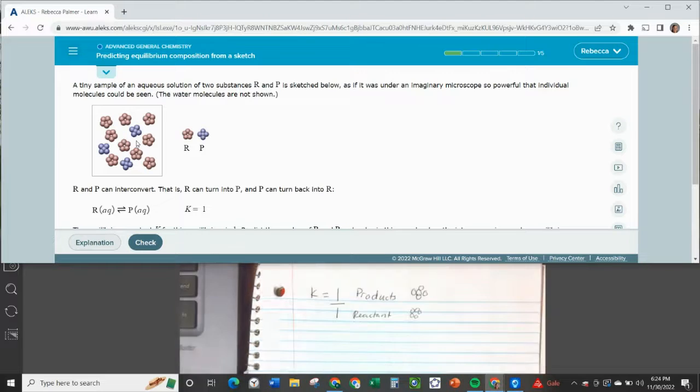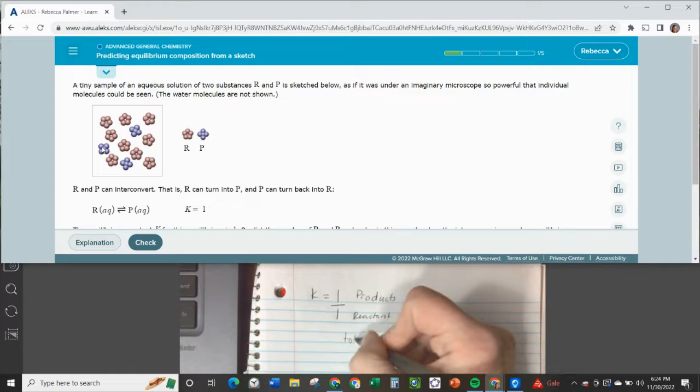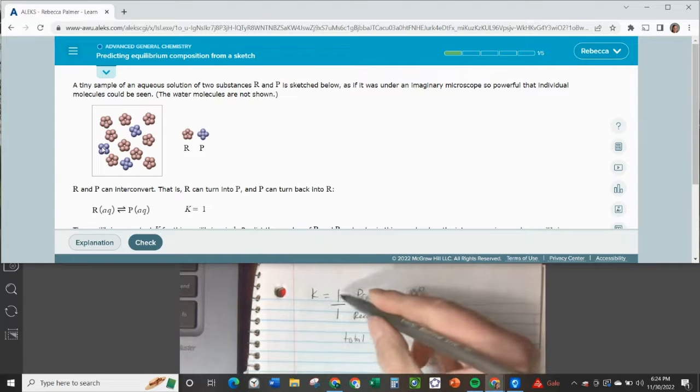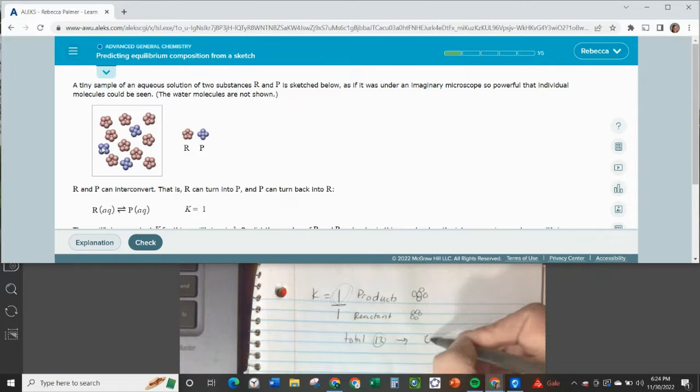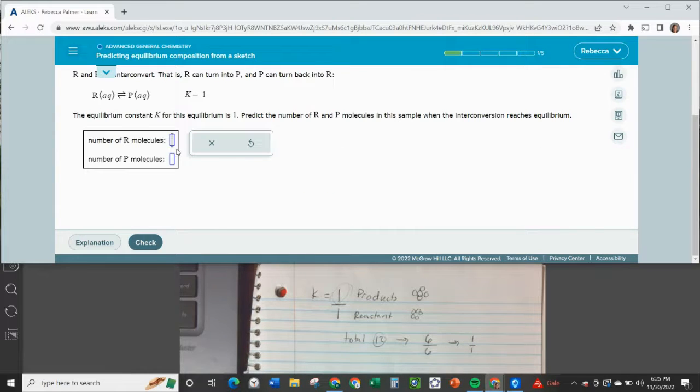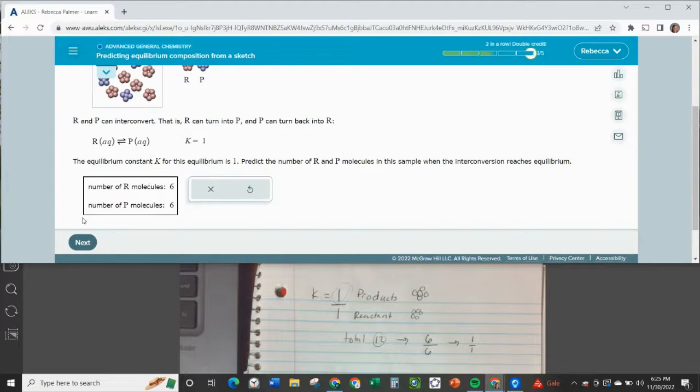Okay, and let's count them up. We have 3, 4, 5, 6, 7, 8, 9, 10, 11, 12. We have a total of 12. So the only way that we can get to an equilibrium of 1 with 12 is to have 6 products and 6 reactants. That will simplify to 1 to 1, 1 product for 1 reactant. So when I answer this question, I will have 6 reactants and 6 products. So that one's not too bad. Let's try one more because that one was too easy.